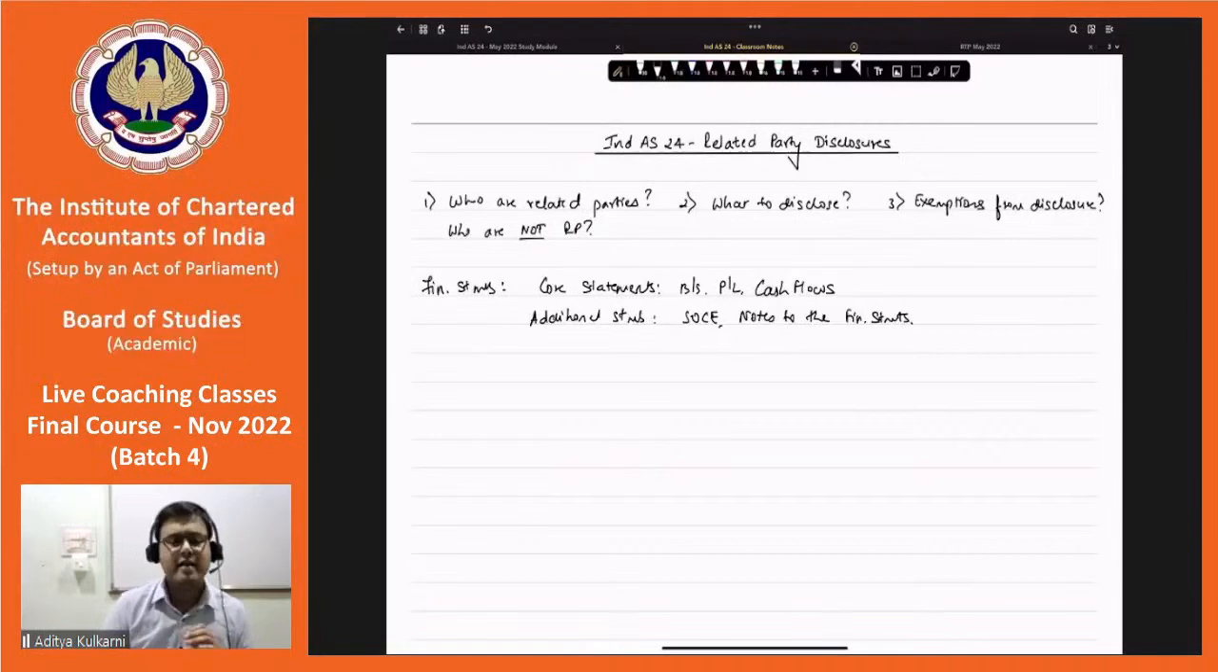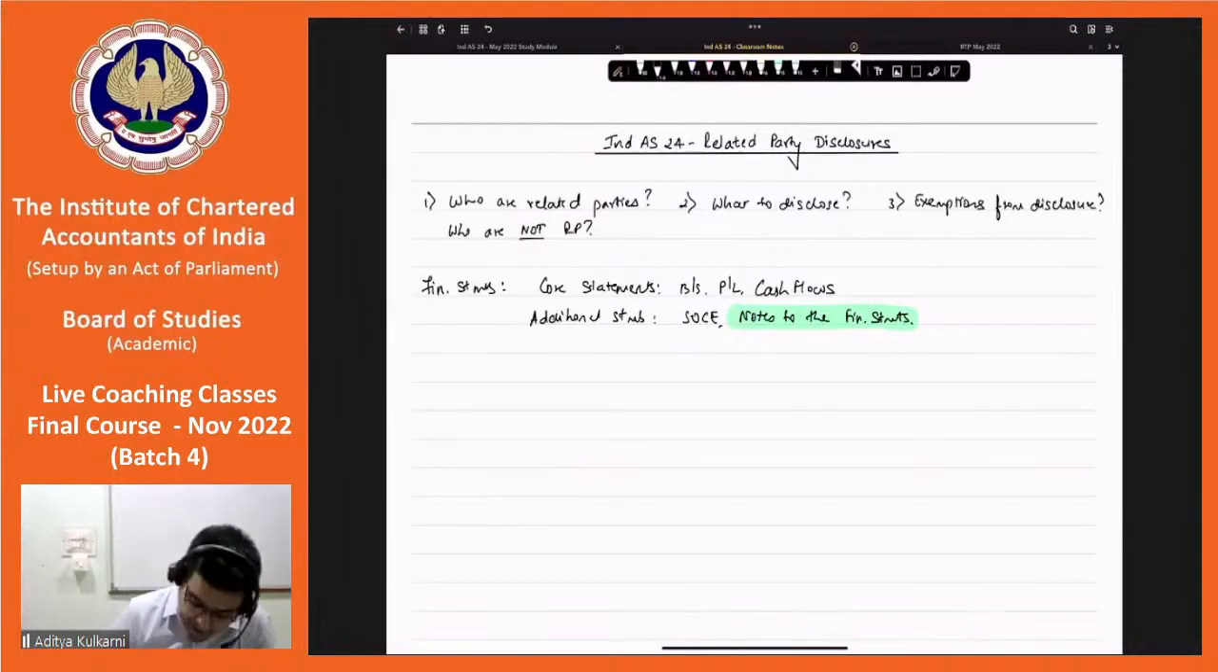So where will the related party disclosures be given? Will it be given in the balance sheet? No. Will it be given in the P&L? No. Will it be given in the cash flow statement? No. It will be given in the notes to the financial statements. So this is where the disclosures will happen. So that is the first thing: where will the disclosures happen?